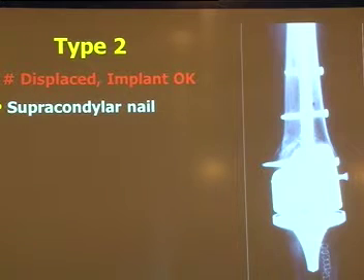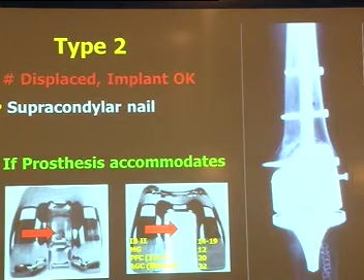The other type of fixation, in a displaced fracture where the implant is well fixed, is a supracondylar nail, but we have to be very sure that the prosthesis is going to accommodate the nail. It has a box which will allow the nail to pass through the supracondylar region.